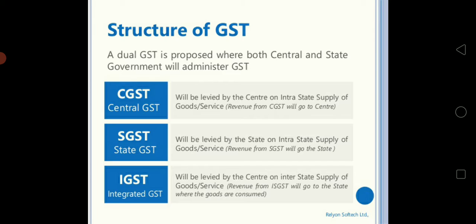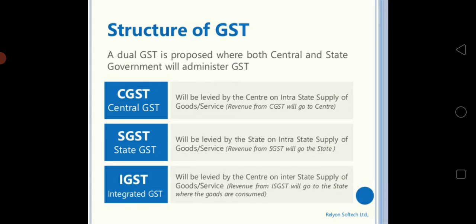Next come to SGST. The full form of SGST is State Goods and Service Tax, which will be levied by the state government on the intra-state transaction. That is the transaction in which supply is from one place in a state to another place in the same state. That means SGST is charged by the state government for supply within the state.